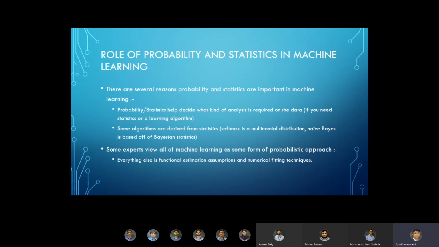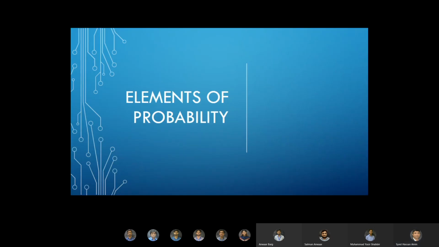Okay, so they say that the core algorithms, the core approach, is probabilistic, right? The rest is just your fitting or functional estimation. So this is our background into why we need to study probability and statistics. I hope you guys are now convinced about it.